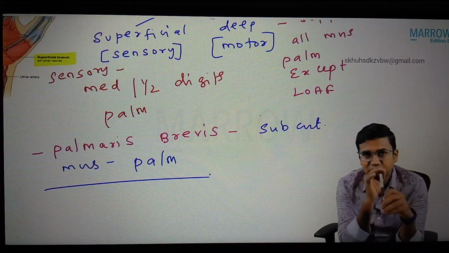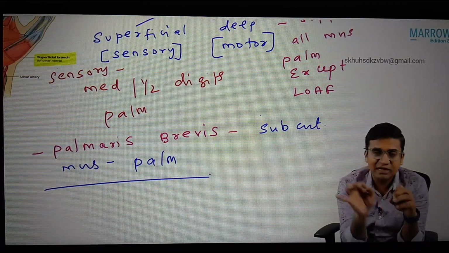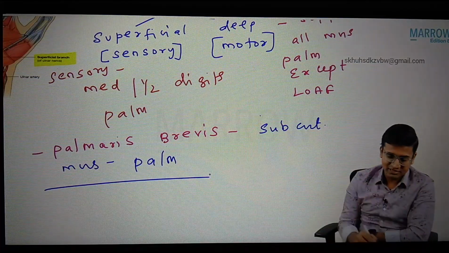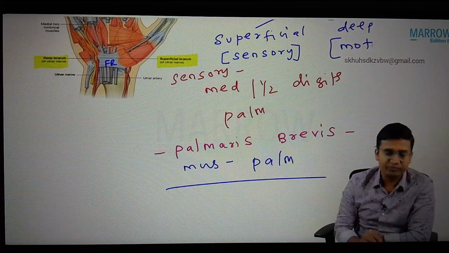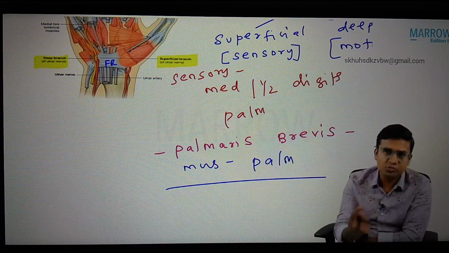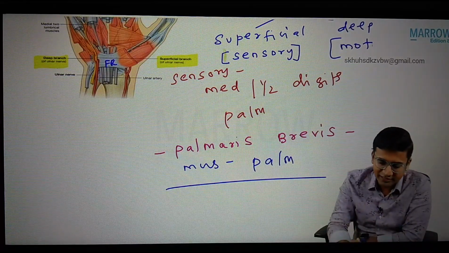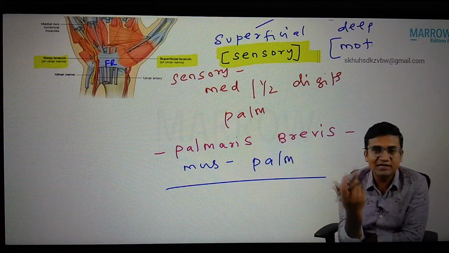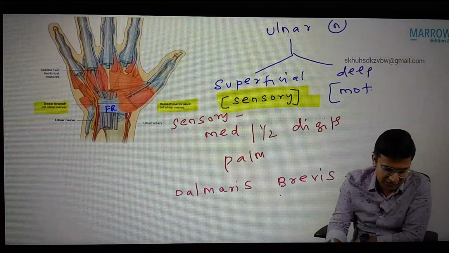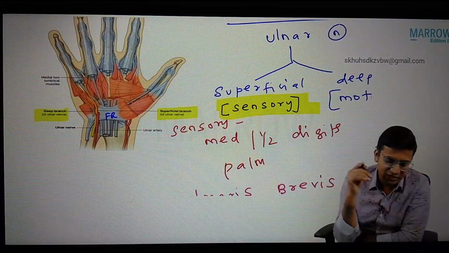In the exams, they will ask you directly which of the following are supplied or not supplied by the deep branch of the ulnar nerve or the superficial branch. The questions will be direct. The recent exams are asking specific questions. So please remember, the superficial branch supplies only one small subcutaneous muscle in the palm, palmaris brevis. I told you already, the superficial branch is predominantly sensory. Right. So that's all about the course and the branches of the ulnar nerve.